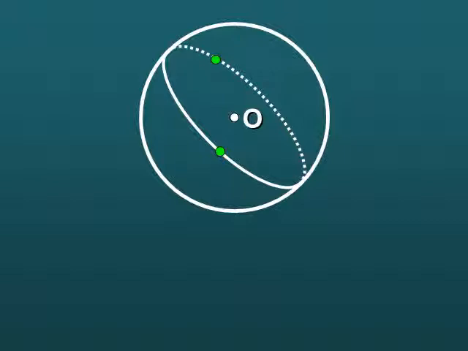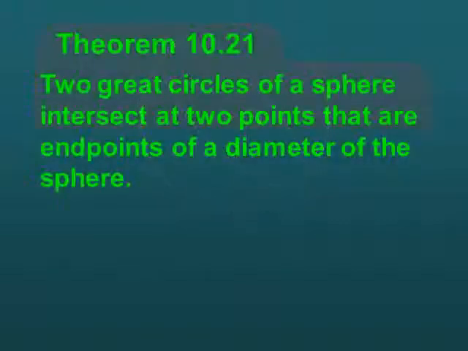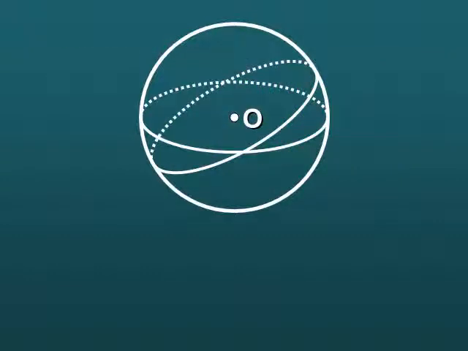So 3D pictures help us a lot. Two great circles of a sphere intersect at two points that are endpoints of a diameter of the sphere. So here are two great circles of a sphere, and they intersect at exactly two points that are the endpoints of a diameter. So there's a diameter in space. Again, 3D helps us a lot here.